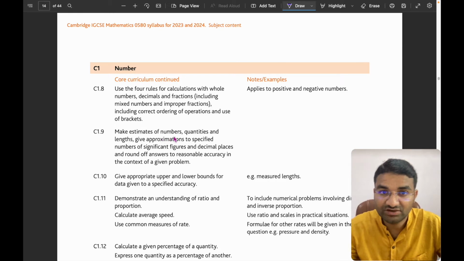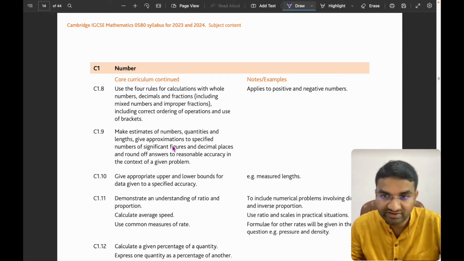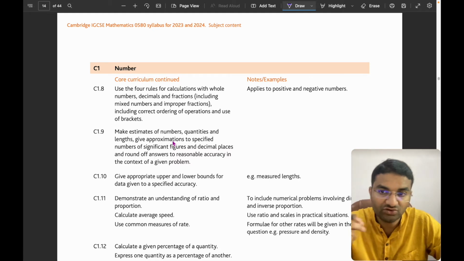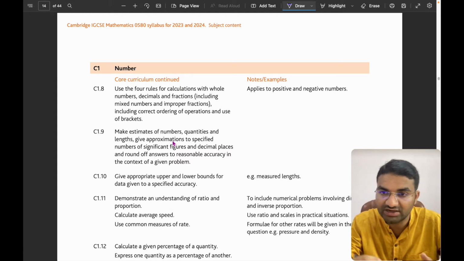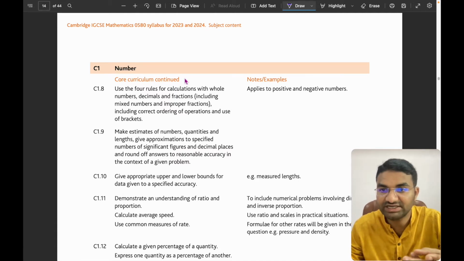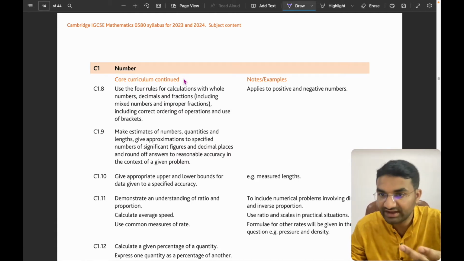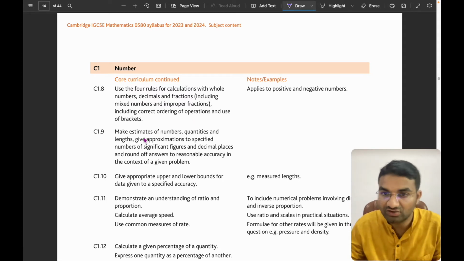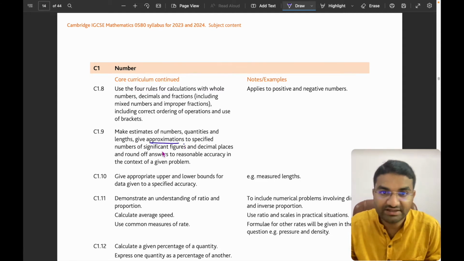Then estimation of a number, quantity, length, approximate values. So in physics or in chemistry, we have to do some calculation parts. So you need to put the answer in 2 decimal places, 3 decimal digits, up to 2 significant figures, 3 significant figures. So these are the approximate values, and how to represent them you have in the syllabus.